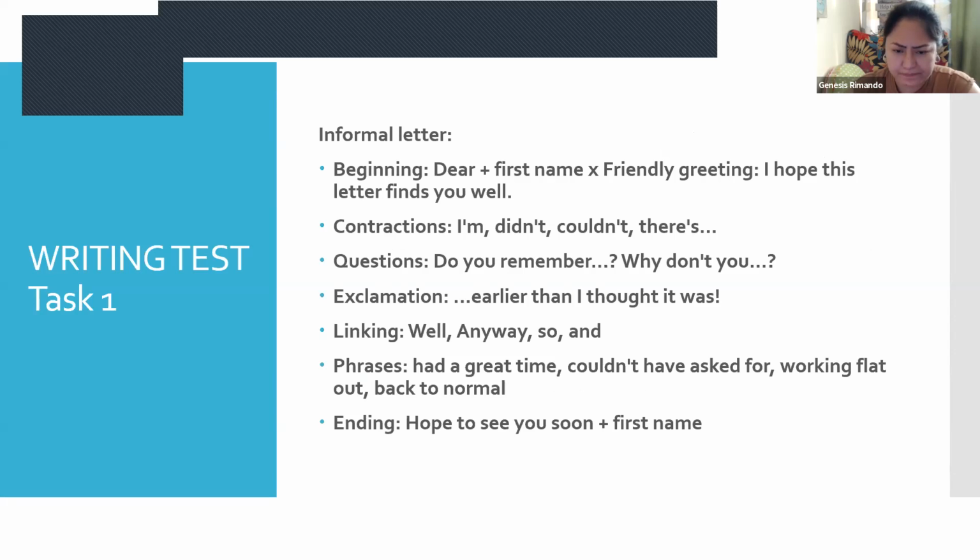If it's an informal letter, you can use contractions. But as mentioned earlier, it's better to be formal, so make your words complete. Don't use contractions. You can use questions, but not too many. If it's an informal letter, it's okay. But refrain also from using exclamation points.